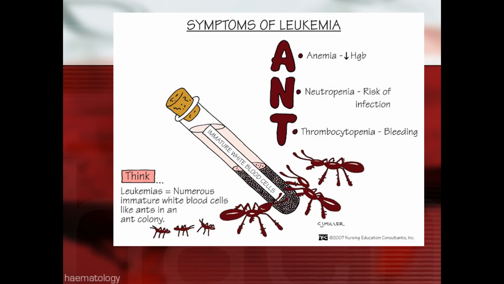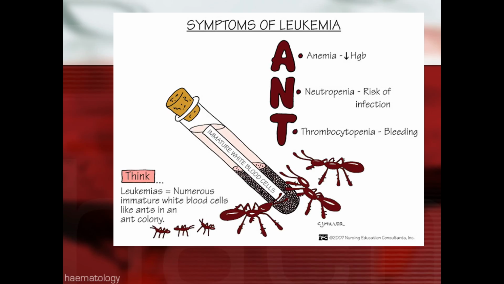Anemia. Now we talk about leukemia as being an overgrowth of these B cells, which takes the place of all the good cells, so there's not enough hemoglobin circulating. Okay, and the thrombocytopenia places them at an increased risk for bleeding because of low platelet counts.